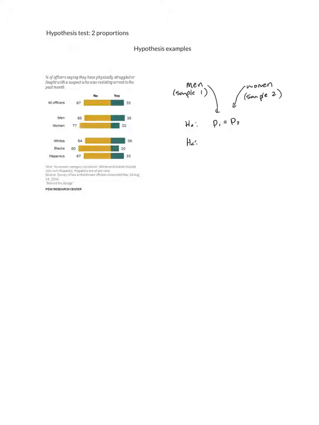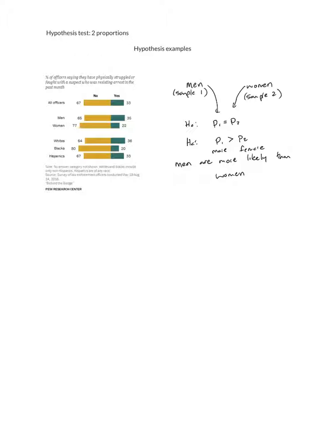Well, there are a couple different things I could try and prove here. Let's say I wanted to show that men are more likely than women. Well, if I wanted to show men were more likely, then because I have male cops here and female here, I would put a greater than. Male cops are more likely than female cops.